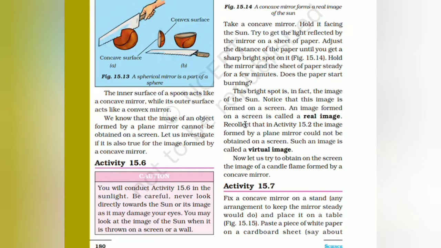This bright spot is in fact the image of the sun. Notice that the image is formed on the screen. Thus, the image formed on the screen is called a real image. The image formed by a plane mirror could not be obtained on the screen and it is known as a virtual image.